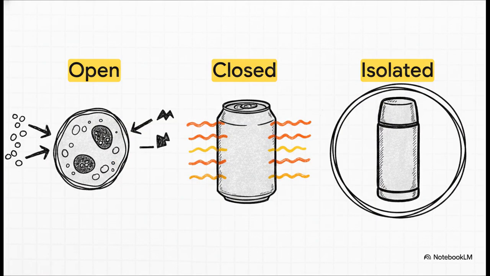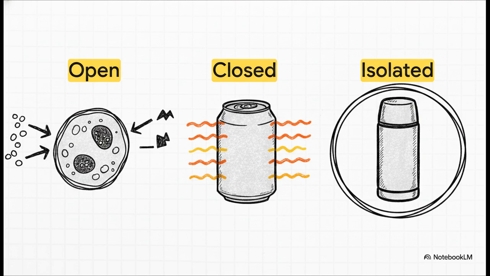Zip. Let's make this feel a little more real. An open system, that's just like a living cell, constantly taking in food and getting rid of waste. A closed system is that sealed can of soda we keep talking about. Sure, heat can get in and warm it up, but the soda itself isn't going anywhere.